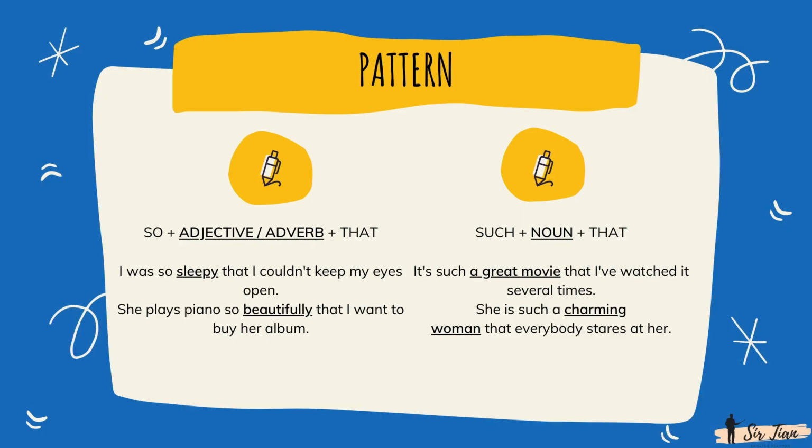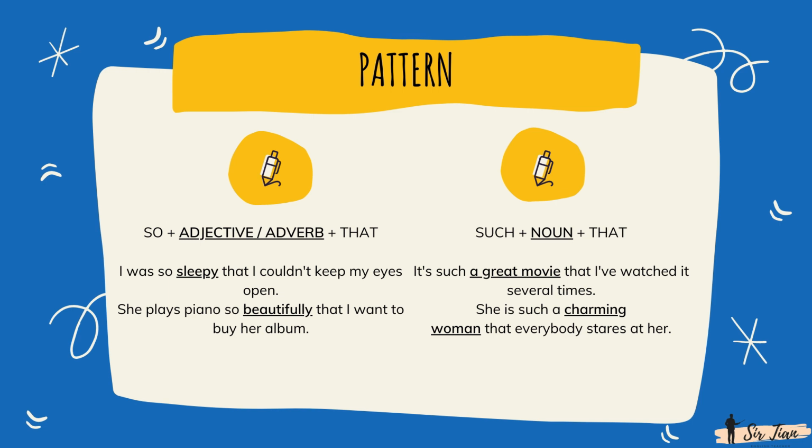Now let's talk about so that. As you see, there is an adjective or adverb between so and that. This shows a degree of quantity that shows how much or how many something is. Example: I was so sleepy that I couldn't keep my eyes open. Can you identify the cause and the effect? That's right. I was sleepy is the cause, and I couldn't keep my eyes open is the effect.